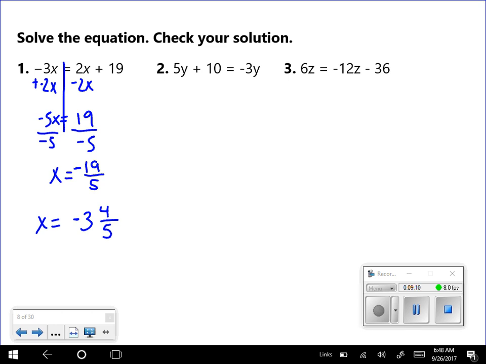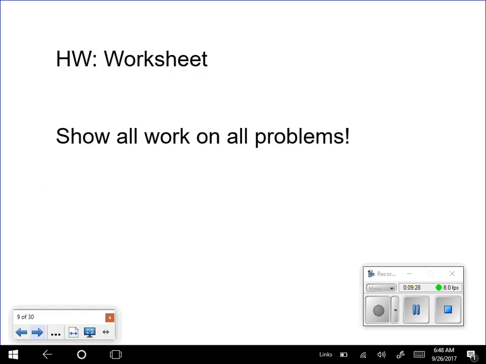So I want you to try 2 and 3 on your own. Get your variables to one side. With both of these, one of them has a constant, so I would work with the 5y, getting that over here, and then the negative 12z getting that over here. And then you can come check. Once you're done, there's a worksheet for homework, but you got to make sure you check with me or another teacher in the room.